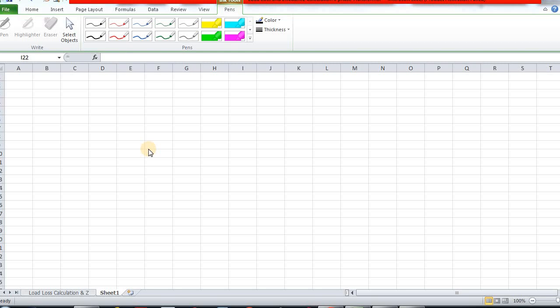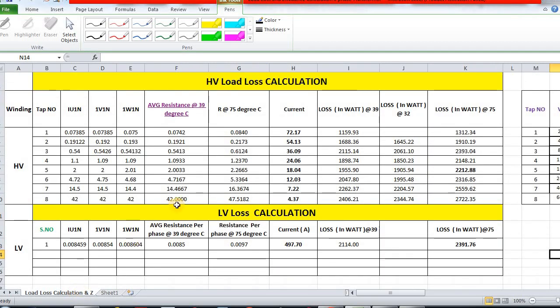Now we are learning about load loss calculation. In this calculation we can calculate the load loss of the three-phase transformer. First I will tell you the process to calculate the load loss for HV and LV. This is the YND11 transformer. The HV winding is a star winding and the LV winding is a delta winding.